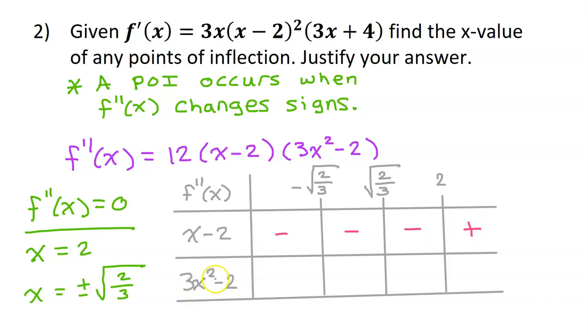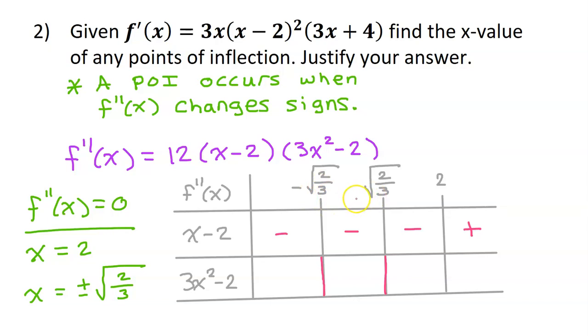The 3x squared minus 2 gave us these radicals. So these are the places where this might change. So I'm just going to focus on that. So we just need to worry about inside of here and outside of here, really. So let's start with between negative and positive radical 2 over 3.